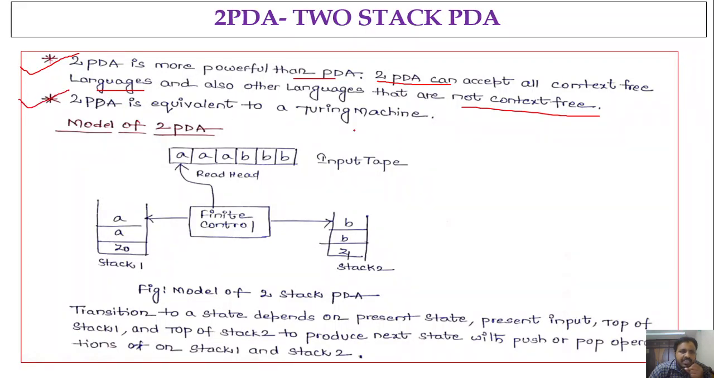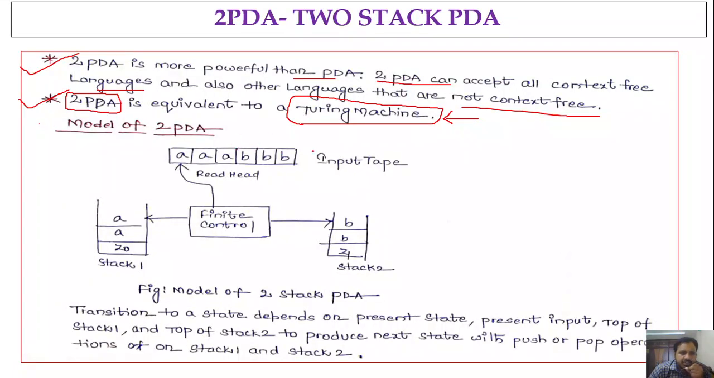The two-stack PDA is equivalent to the Turing machine, right? This two-stack PDA is equivalent to another mathematical model called the Turing machine. The Turing machine is a more powerful automaton which can accept different types of languages. We will discuss the Turing machine in detail in the coming sessions. For the time being, just remember that the two-stack PDA is equivalent to the Turing machine. So this is the model of the two-stack PDA.